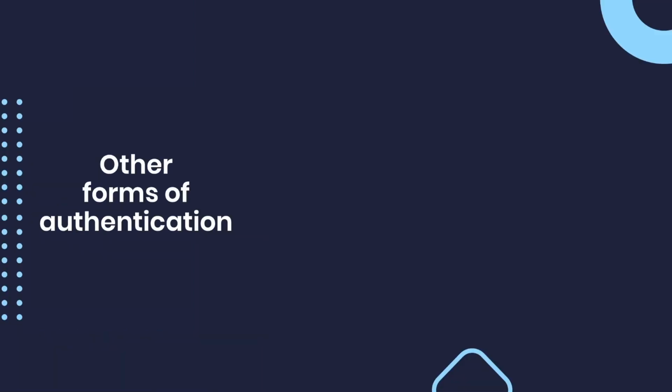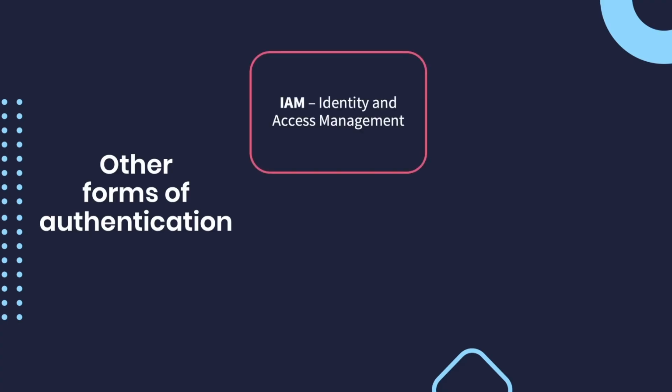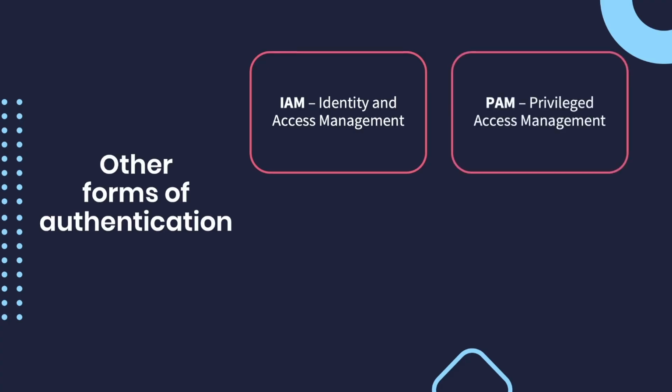Other forms of authentication involve IAM, Identity and Access Management, electronic authentication mostly used in a sensitive area where the user has to be identified, such as airports and big tech companies. PAM, Privileged Access Management, electronic authentication mostly used in the enterprise network to manage the accounts of users and structure who has permission to resources.